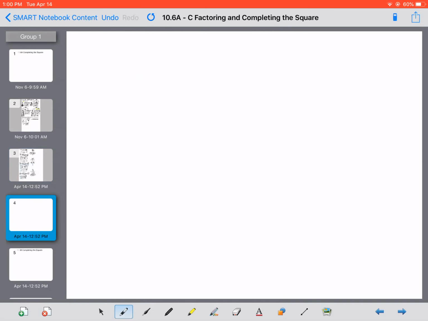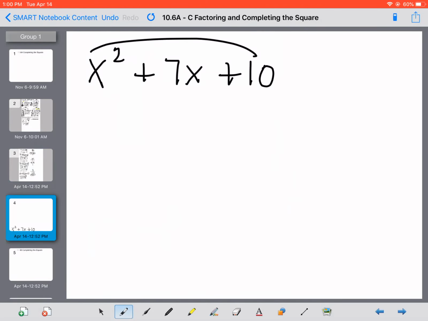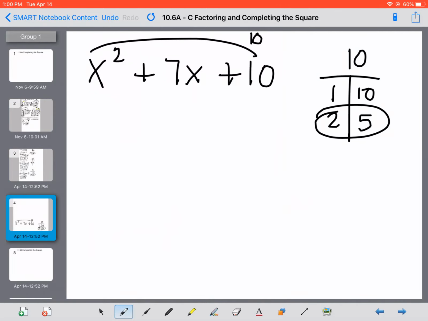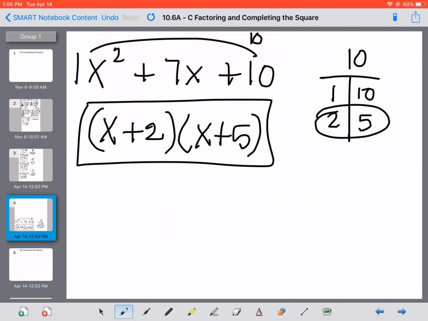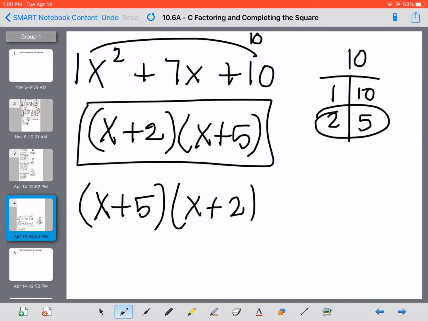Now let's do one where it's not perfect just to refresh our memory. So let's say I had x squared plus 7x plus 10. Here I'm multiplying to 10 but adding to 7. So 1 and 10 and 2 and 5. Well, 2 and 5 add to 7 and multiply to 10. Because our a is 1, we can write this as x plus 2 and x plus 5. Now because those aren't the same, we just write that as our answer. The order does not matter, so you could write it the other way and it would still be correct. So that is how we factor, and that's going to help us complete the square.